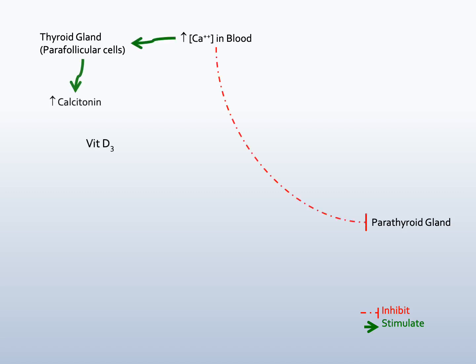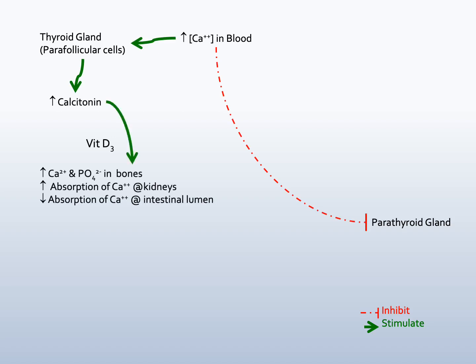In this case, we have antagonistically functioning hormones in which high levels of calcium are going to stimulate the parafollicular cells to release calcitonin. It's also going to inhibit the parathyroid gland. Calcitonin interacting with vitamin D3 is going to increase calcium and phosphate integration into bone tissue. It's going to increase the absorption of calcium at the kidneys. It's going to decrease the absorption of calcium at the intestines.